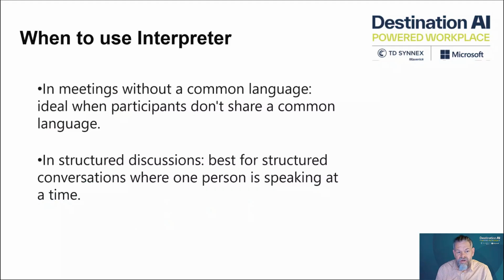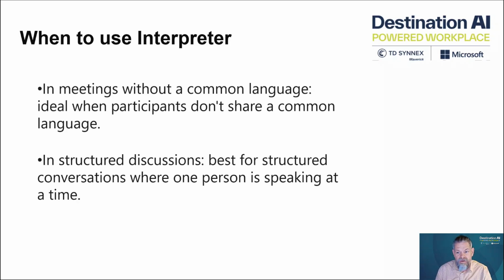So we need to understand when to use Interpreter. When we're using Interpreter, we need to understand that we may not have a common language. We may be different people with different understandings and different comprehension of what my language is, which isn't necessarily the same as what others have. And again, in structured discussions, at the beginning of a structured conversation where one person is speaking at a time is a great place. If I'm conveying this information to you right now in English, but you need to understand it in your native language, then it's a great time to have that broadcast of information applied through to me.